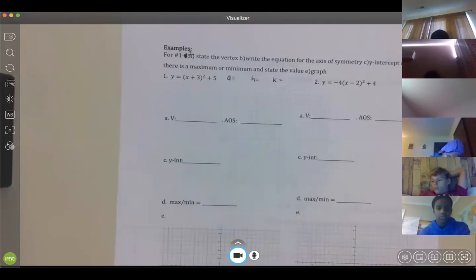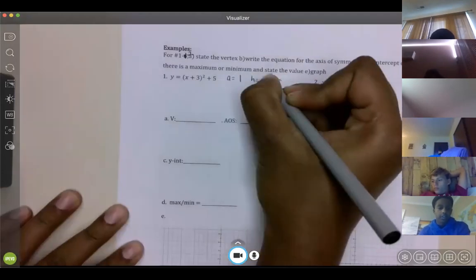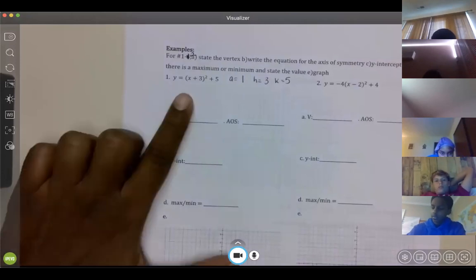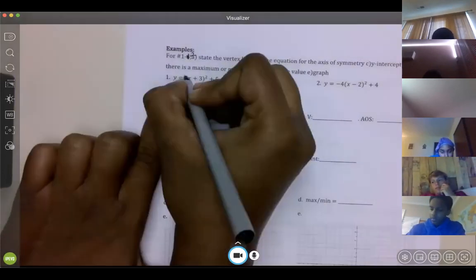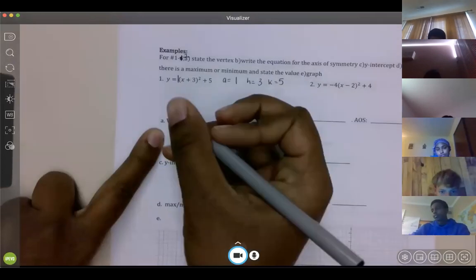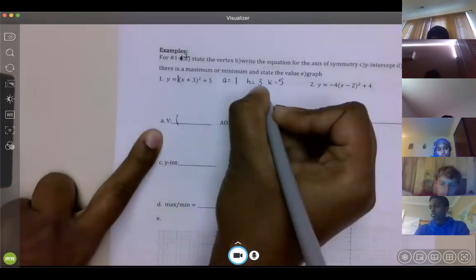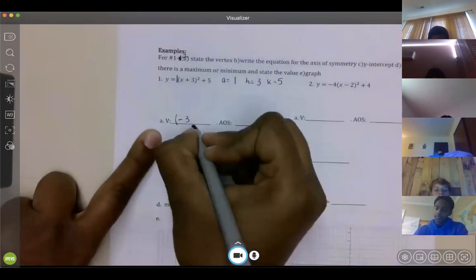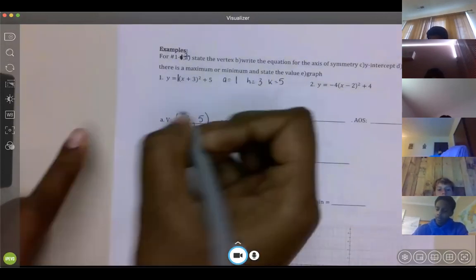Your A is 1, your H is 3, and your K is 5. Perfect, good job. 1 is a little bit tricky, so if you don't see a number in front of your parentheses, you can assume that it's 1, so your A value is 1. Good job. Your vertex is always the opposite of H, so H was positive 3, so it's going to turn to a negative 3, comma K, so 5 is your K.